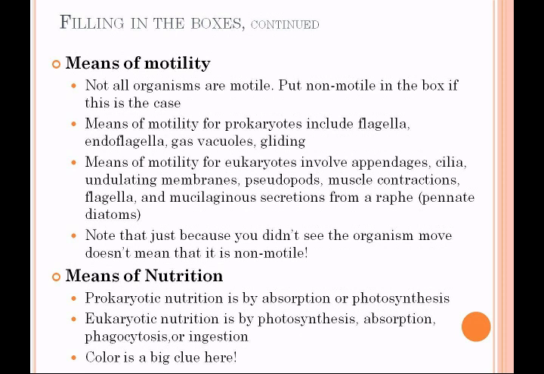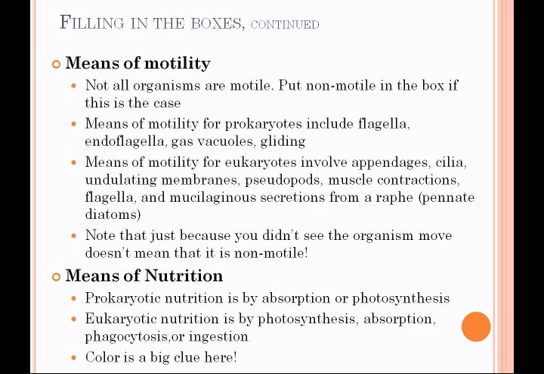Eukaryotes also can be motile. Their motility may include appendages, cilia, undulating membranes, pseudopods, muscle contractions, flagella, and mucilaginous secretions from a raphe. If you saw pinnate diatoms, the ones that are pointed on both ends, sort of like a cigar, these are going to move via these mucilaginous secretions. Pay attention that just because you didn't see the organism move doesn't mean that it's non-motile. It may have been dead.